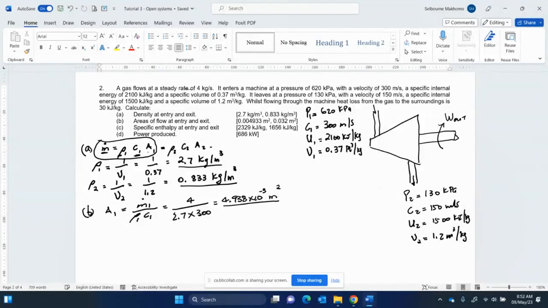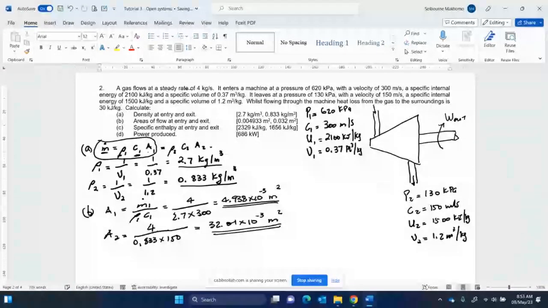This is our area. And again, in the exam, I will tell you whether the area must be in centimeters squared, millimeters squared, or meters squared. So it will be clear, especially online, because online the system marks only one answer. In the mid-year test, you can give it in millimeters or centimeters, it is up to you, because if the answer is correct, it's correct. So area at 2 is 4 divided by density at 2, 0.833, multiplied by exit velocity 150, and the answer is 32.01 by 10 to the power minus 3 square meters. So this is the area at inlet and outlet.